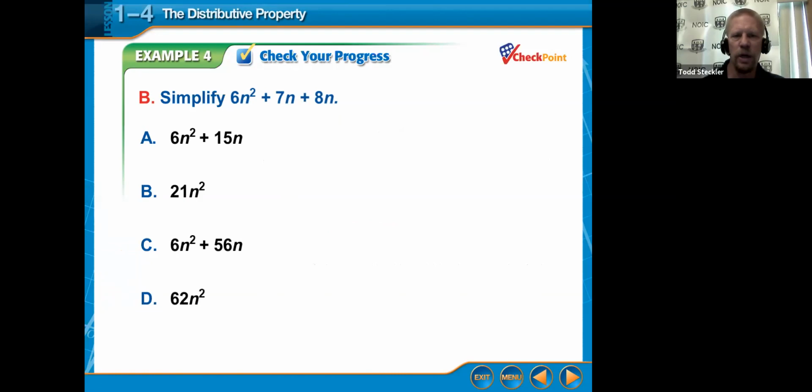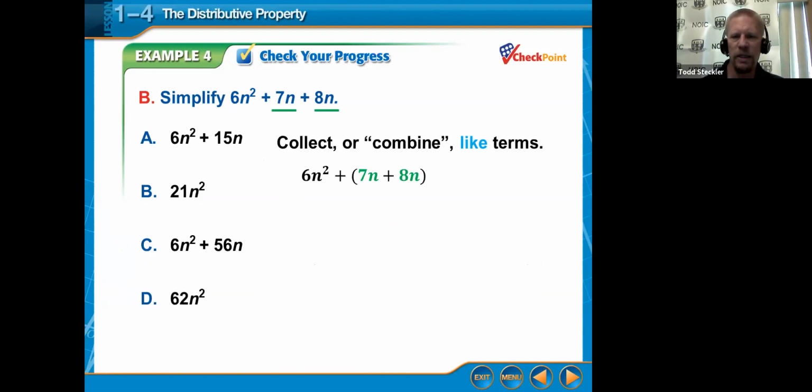Simplify 6n squared plus 7n plus 8n. We're going to use the second method this time, which is the collect like terms method. The 7n and the 8n are like terms, so we can combine them. 7n plus 8n is 15n. And we have our final answer of 6n squared plus 15n, which turns out to be letter A.